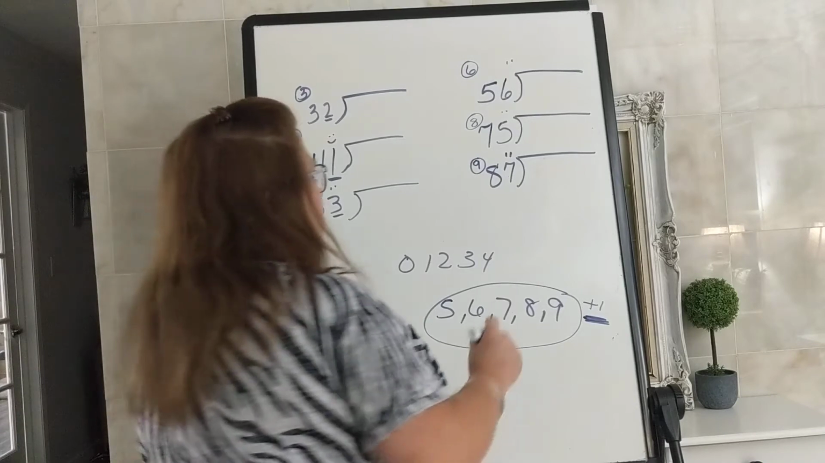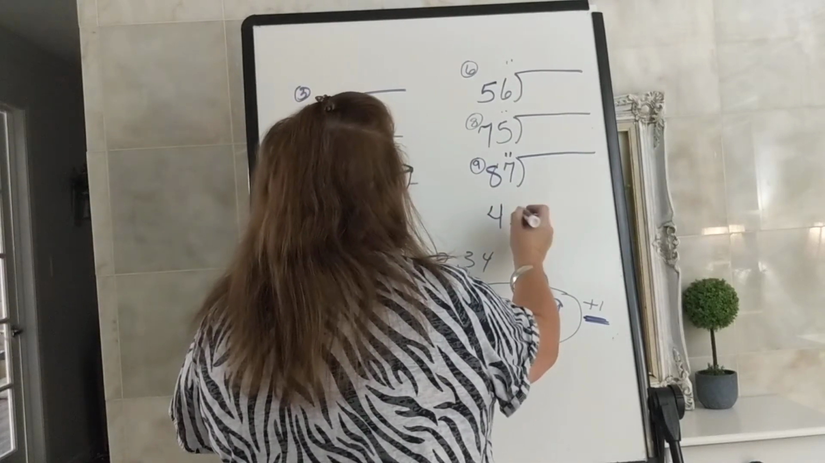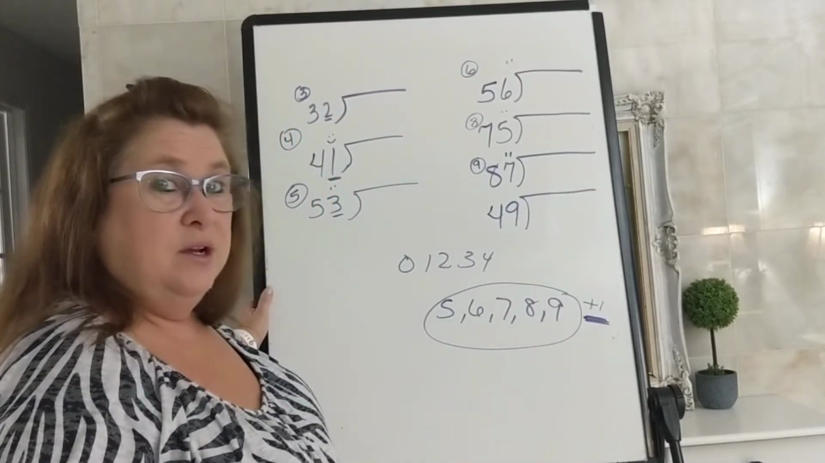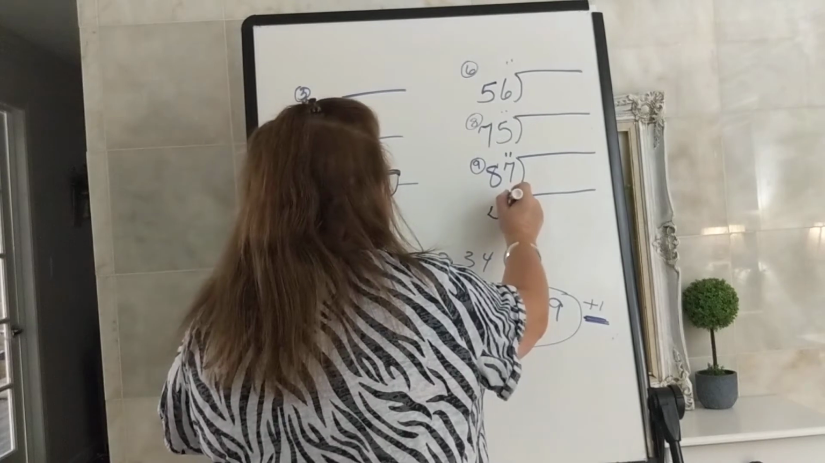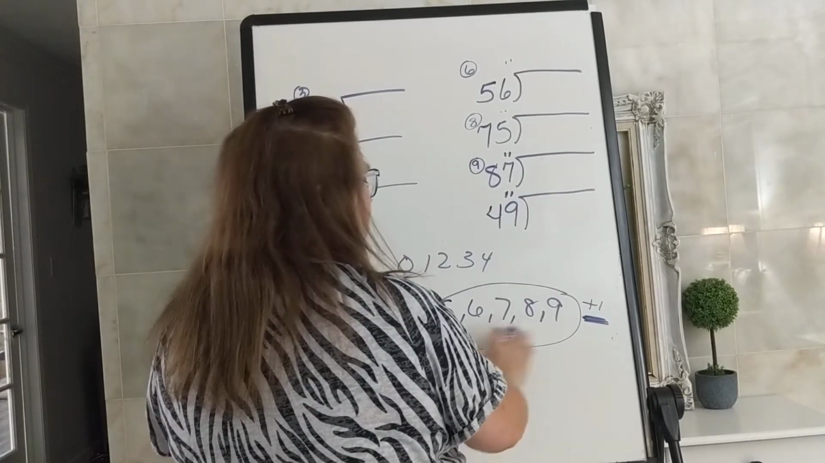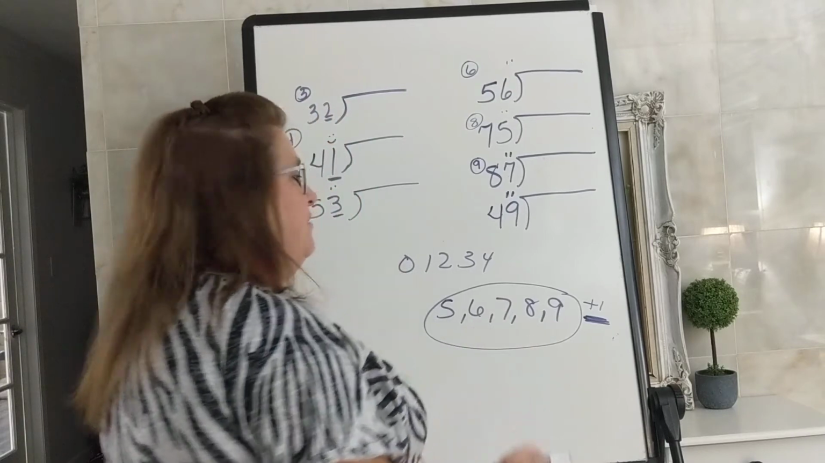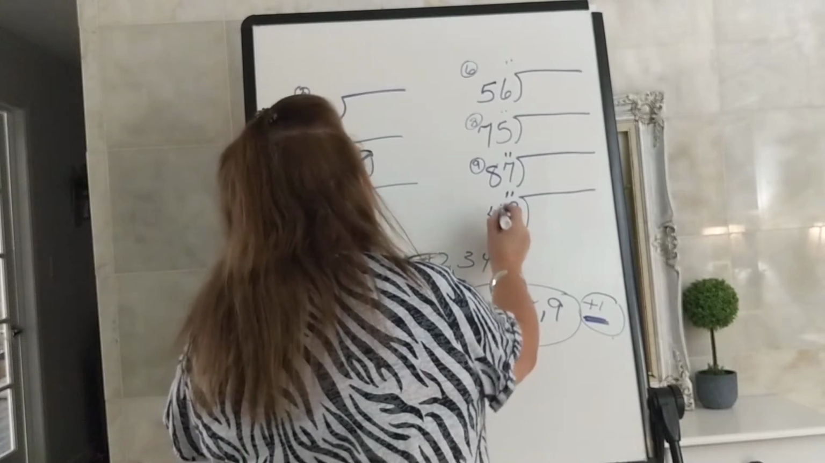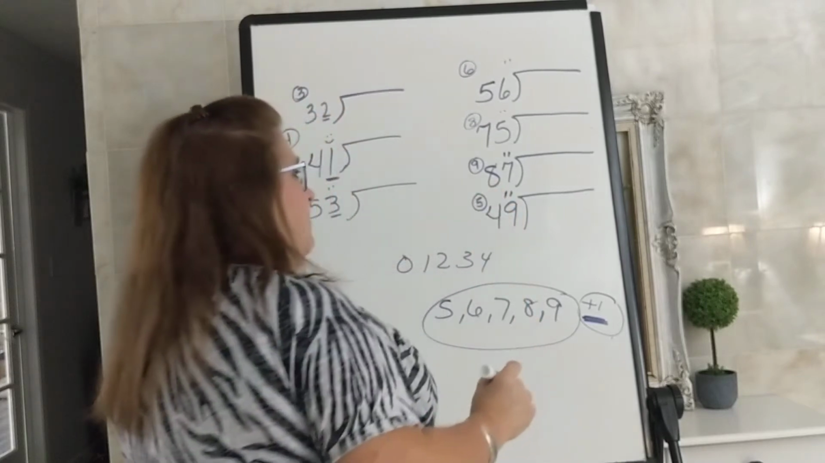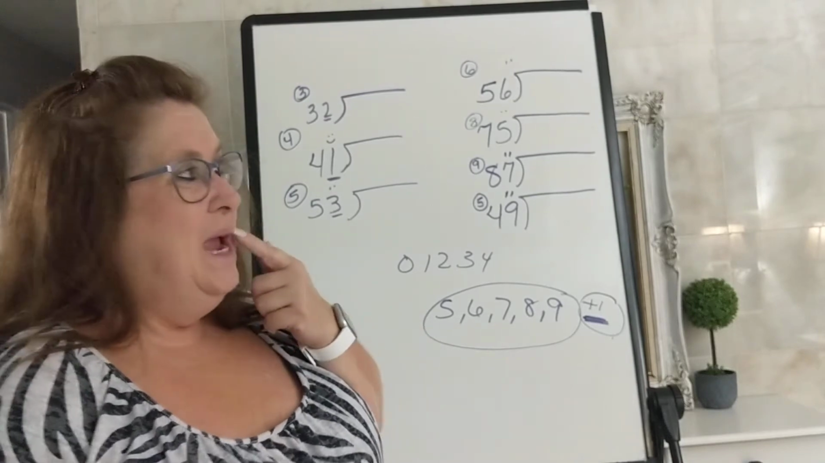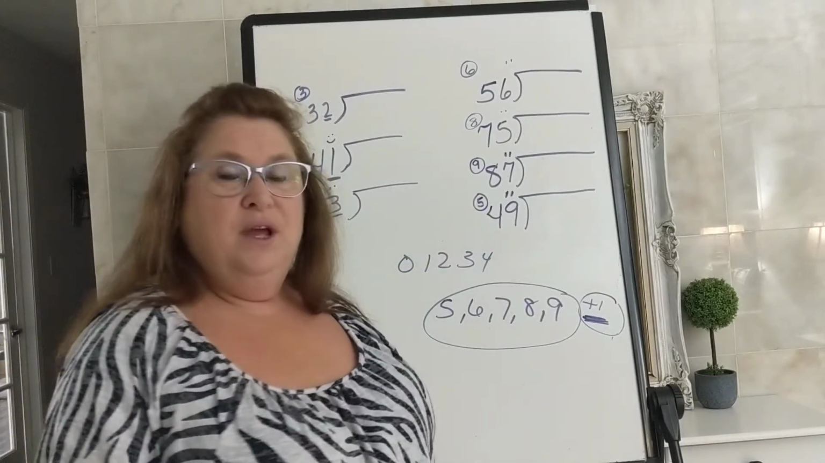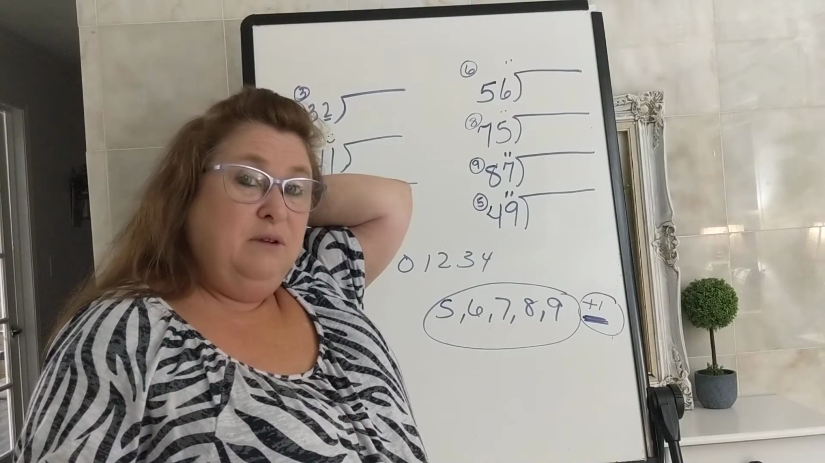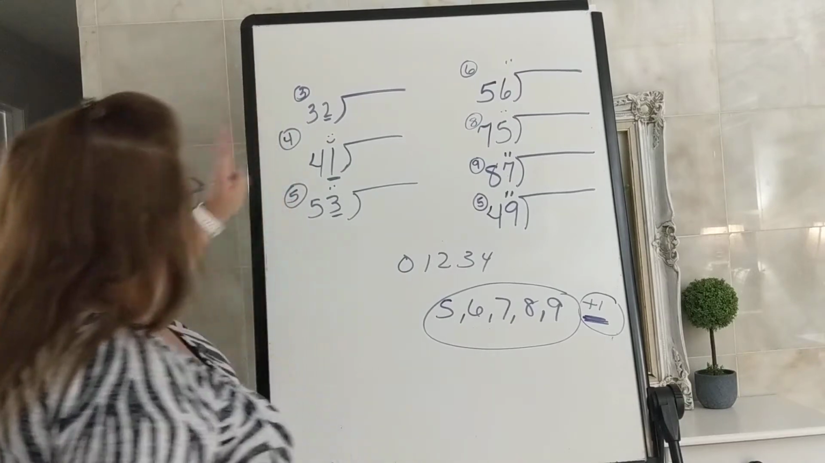Let's do one more. Let's do 49 as our divisor. Where do we always look? At the second digit. And if it's 5, 6, 7, 8, or 9, we add 1 to the first digit. It's a 9, so 4 plus 1 is 5. So that is how we estimate when our second digit in our divisor is more than 4, or 5, 6, 7, 8, or 9. And this is really cool, guys, because it doesn't matter either way.